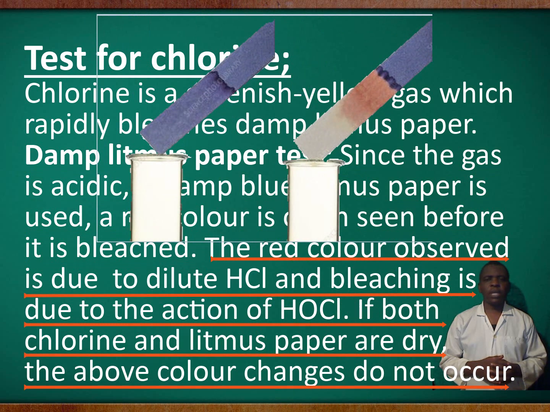The red color observed is due to dilute hydrochloric acid, and the bleaching is due to the action of hypochlorous acid. If both chlorine and litmus paper are dry, the above color changes do not occur.